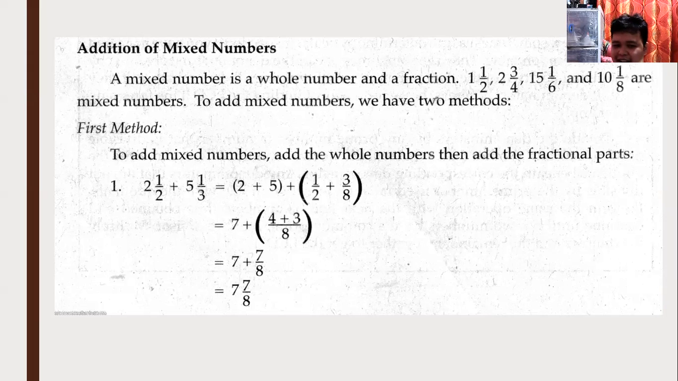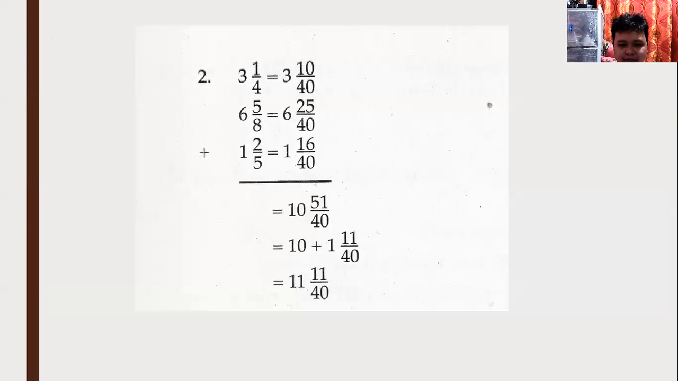Nakuha ba? O hindi na gets? Okay, ulitin ko ha. Kaya nakuha yung 4 plus 3 sa side. Ganito yan ha.